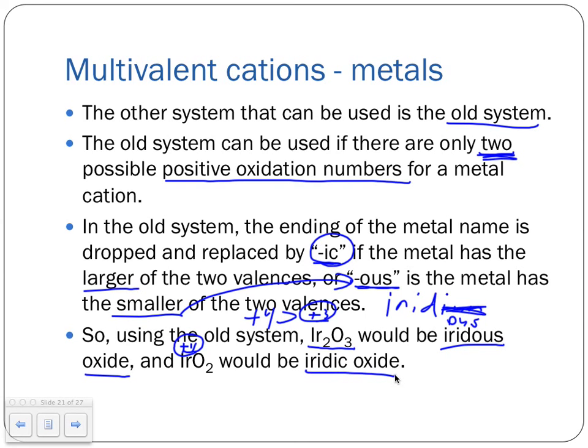And so that's what you do. If we were looking at, let's say, nickel, nickel is either +2 or +3. If it were nickel-2 oxide, it would be nickelous oxide because OUS shows you it's the +2, the smaller of the 2. If it were nickel-3 oxide, it would be nickelic oxide. And so that's how that works for the old system.